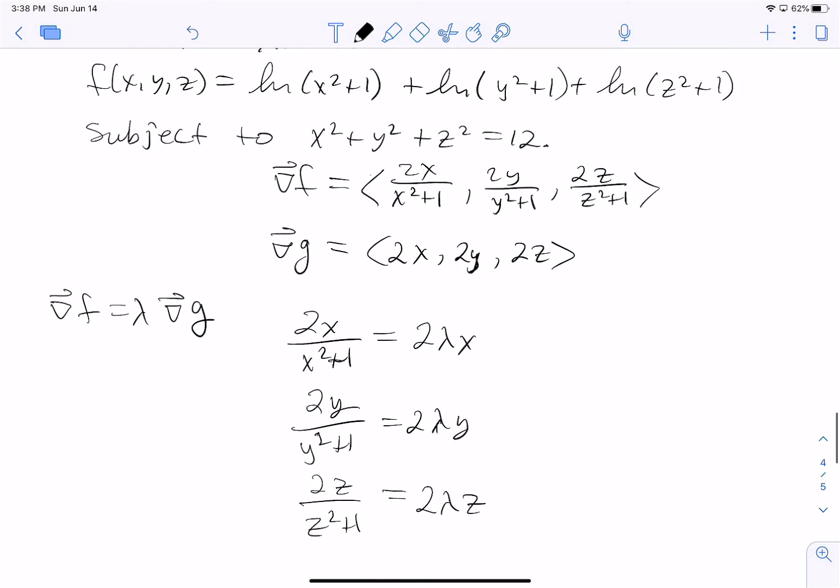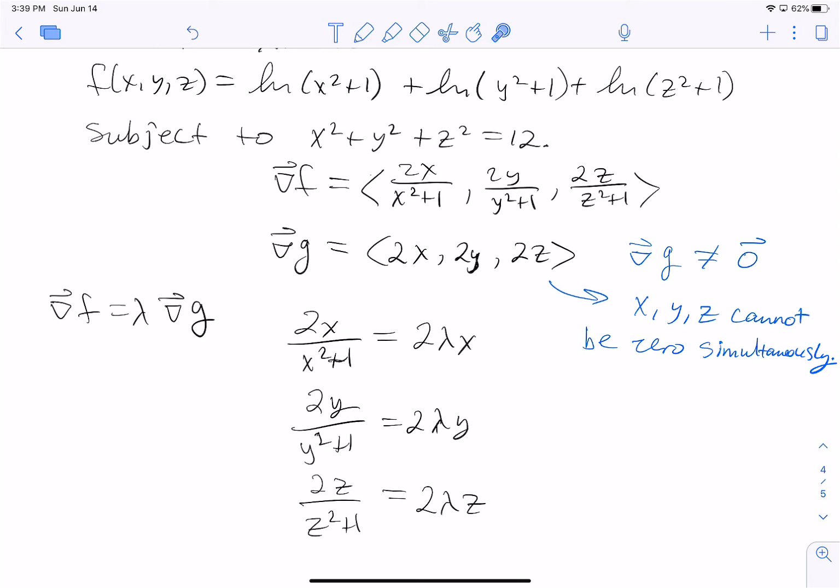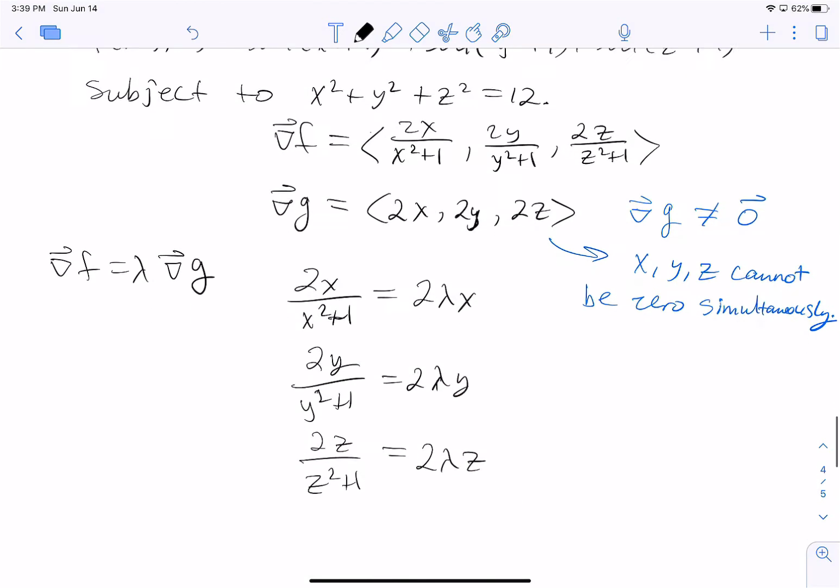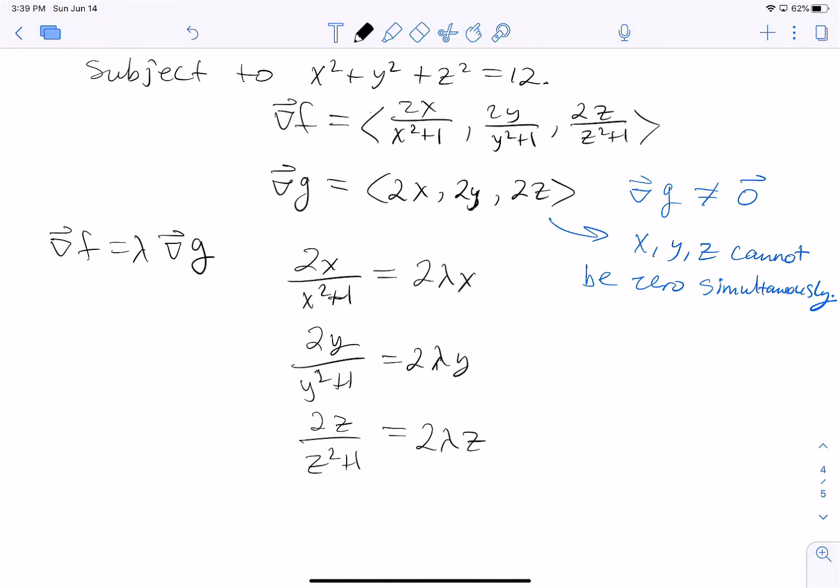Let's back up just a little bit. I forgot to mention that we are working under the assumption that del g is not equal to the 0 vector. Therefore, since del g is 2x, 2y, 2z, we know that x, y, and z cannot be 0 simultaneously. However, we note that x equals 0 is a solution to the first equation, y equals 0 is a solution to the second, and z equals 0 for the third. So we won't dismiss them equaling 0, they just can't all be 0 at the same time. So these are our equations 1, 2, and 3.